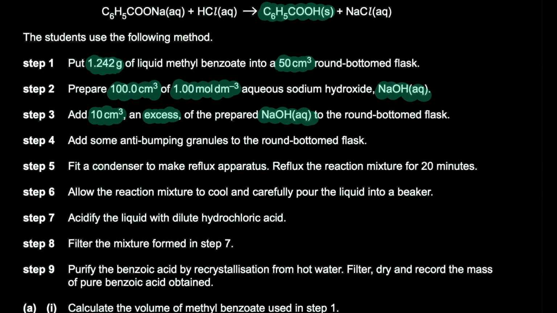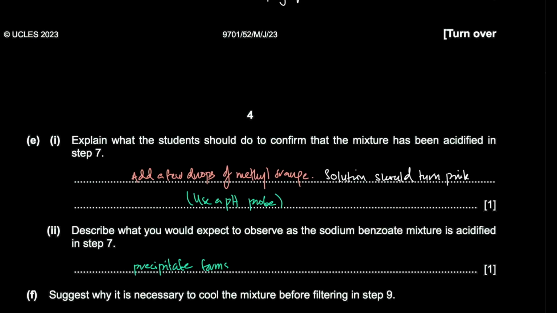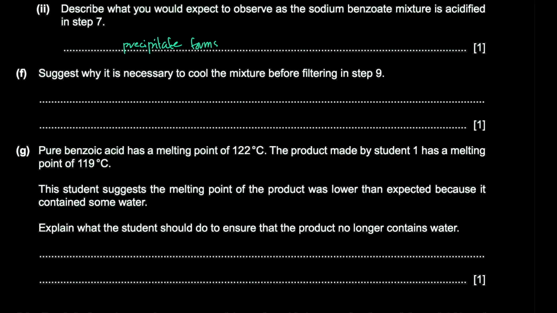We want to ensure that we obtain the maximum possible mass of benzoic acid. To do that, we're going to allow the mixture to cool. If we allow it to cool, we're going to get a greater mass of precipitate forming. Less of the benzoic acid will remain dissolved. The reason we allow it to cool is because benzoic acid is less soluble in cold water. Therefore this ensures that a greater mass is obtained.